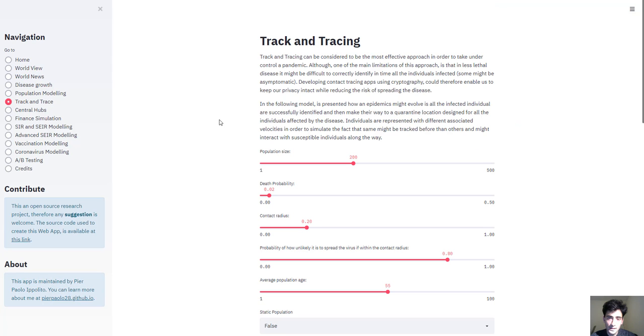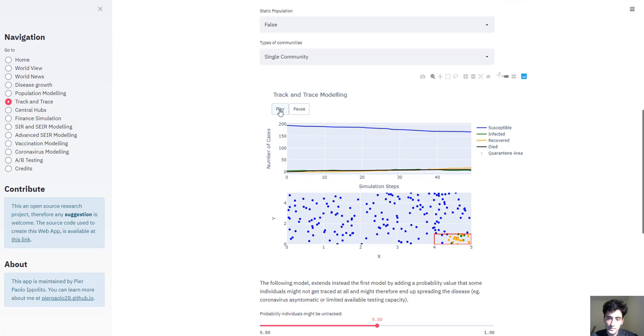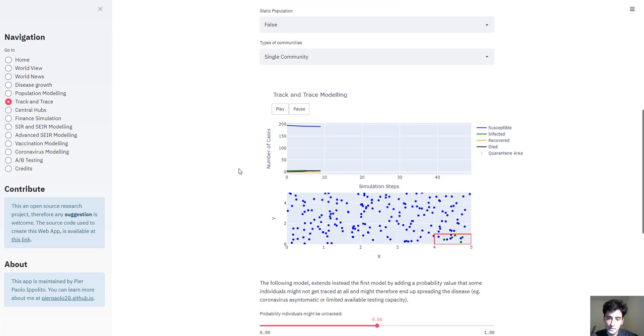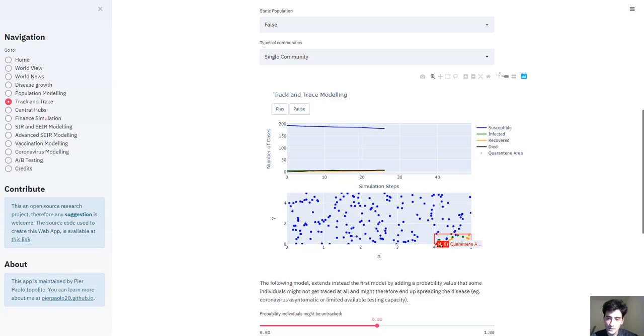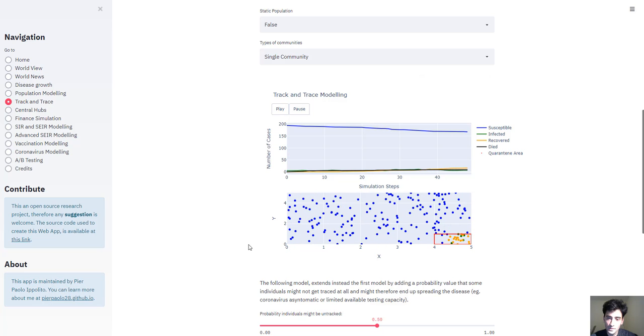Track and trace and central hubs can then be used in order to extend our model. As shown in this simulation, track and trace can be particularly useful by isolating all the infected individuals in a quarantine area. In this way, it becomes more difficult for the disease to spread around the overall community, and the number of deaths and infected decreases drastically.